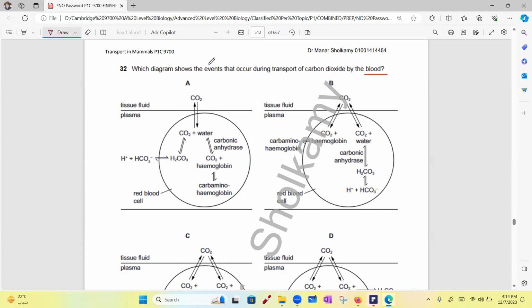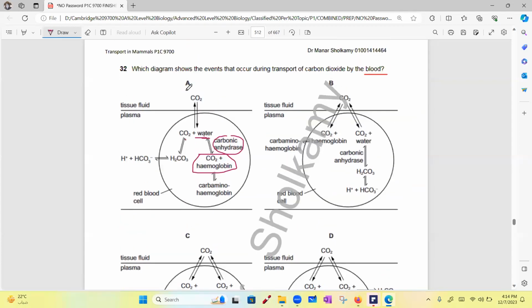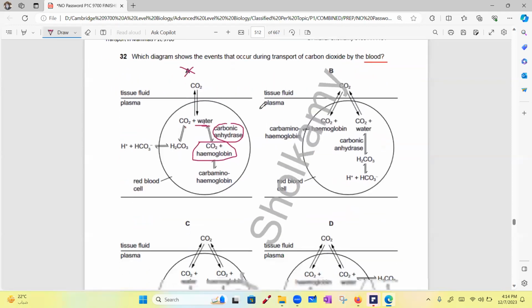Now let's look at A. A, you have the carbon dioxide. It will enter inside the red blood cell. The carbon dioxide reacts with water in the presence of the carbonic anhydrase to give you, what's this? Is this correct? When the carbon dioxide reacts with water, what does it give you? What should it give you? Carbonic acid. Carbonic acid. So A is right or wrong? Wrong. A is wrong.